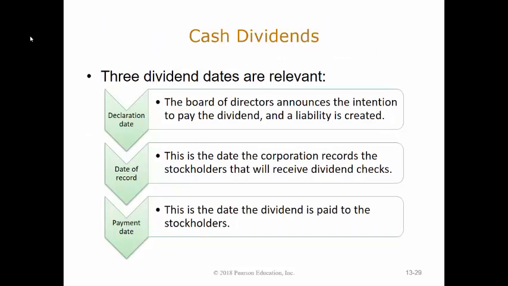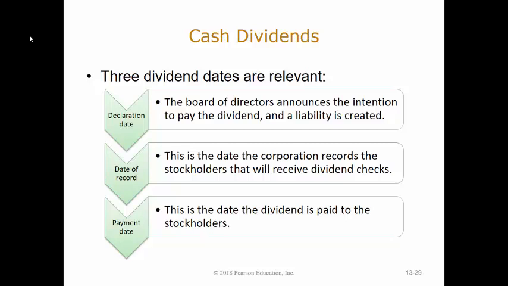There are 3 dates that are key to the payment of any dividend, and they are the declaration date, the date of record, and the payment date. On the declaration date, the board of directors will announce, after they have approved, how much they're going to pay per share per dividend. So they will say, at some point in the near future, we are going to distribute, say, 50 cents per share dividend for our profitability for the period.